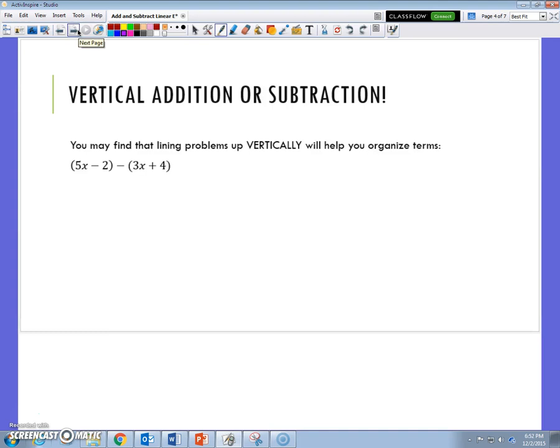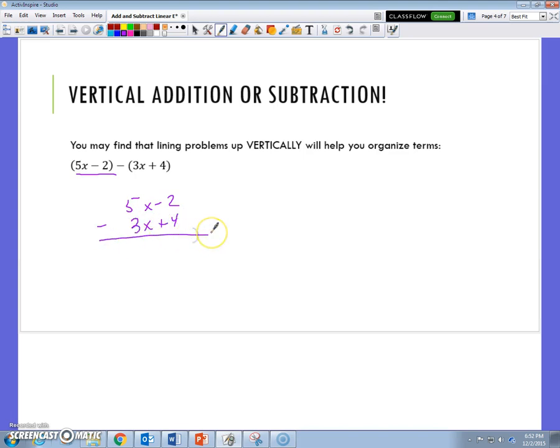All right. So now there is a way to do it vertically. I don't recommend that. I'm going to show you just to say that I showed you. I don't prefer this. This isn't how you're going to do much. Even when we solve equations, I'm going to have you do it horizontally, but if you do want to do it vertically, here's how it works. You take the first term, 5x minus 2, subtraction sign, 3x plus 4.